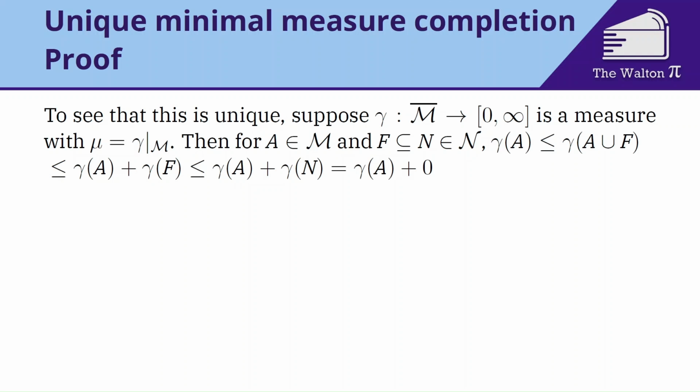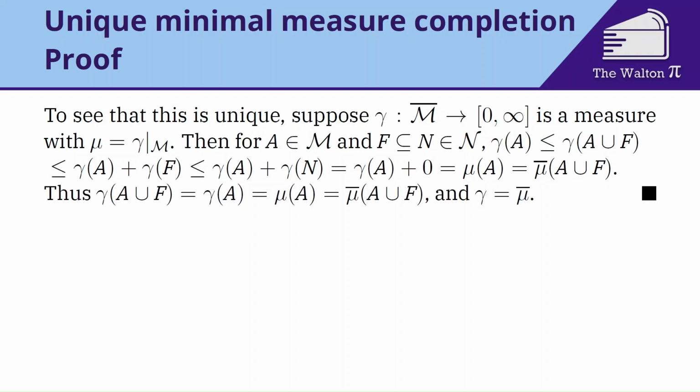Okay, so that means all of those less than or equals can get replaced with equalities because of basically the squeeze theorem, showing that these inequalities have squeezed everything in the middle to be equal. But then gamma of A is equal to mu of A, which is equal to mu bar of A union F. So that tells us that gamma of A union F is the same as mu bar of A union F, which tells us that gamma is in fact equal to mu bar everywhere. So this shows that it is in fact unique.